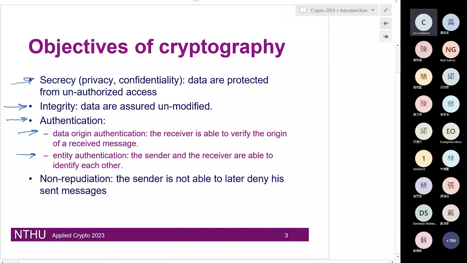And then the second part is that sometimes it is very important for both parties to prove to one another who they really are, or that they are really who they claim to be. And that's where we would use the notion of entity authentication. So both parties want to know each other. So why do we have two different notions? Why don't we do entity authentication all the time?